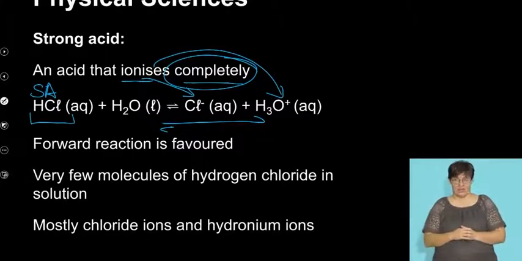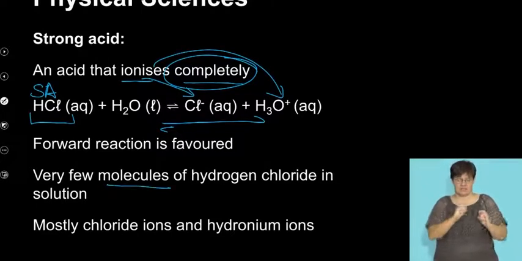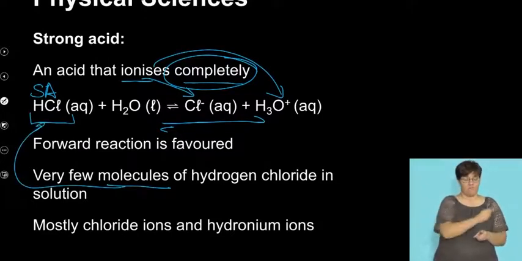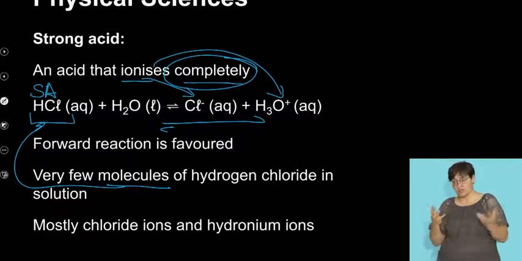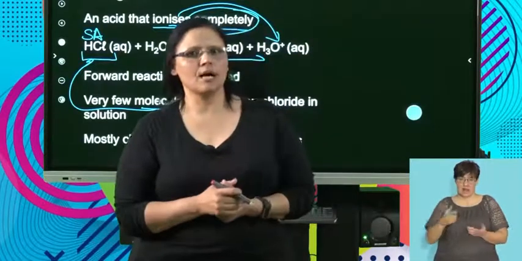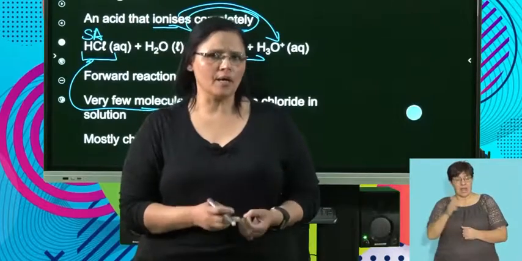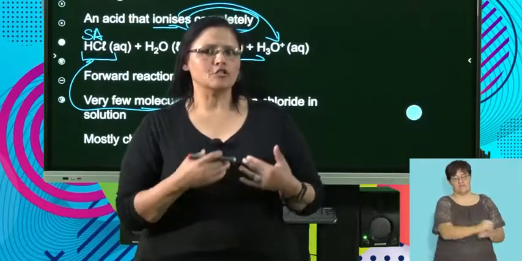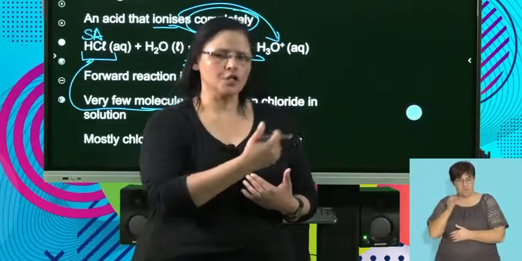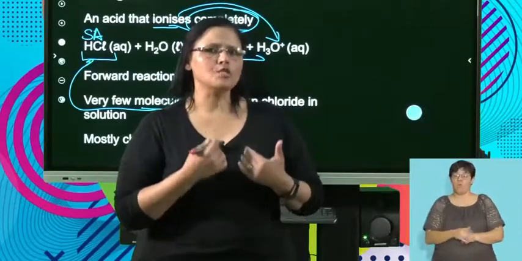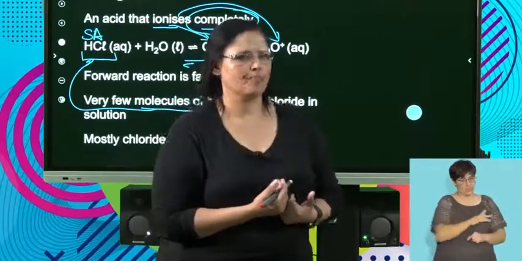So when the forward reaction is favored, we will have very few molecules of hydrochloric acid, and we will have a lot of chloride ions and hydronium ions in the solution. And that is also how we know a strong acid: a strong acid always favors the forward reaction. A strong acid always wants to be in ionic rather than molecular form.